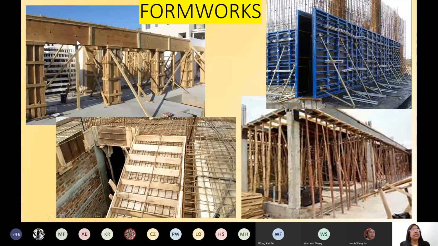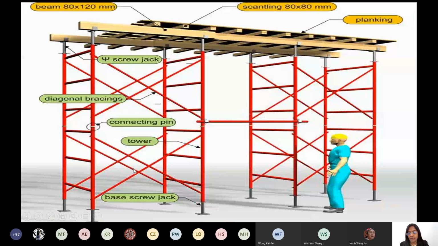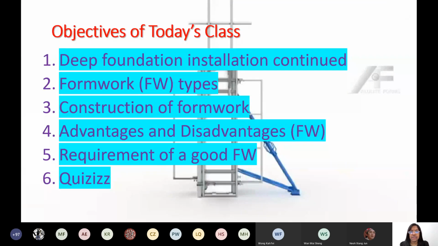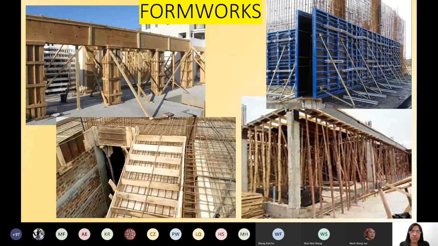For example, here is a beam. This is the supporting structure for the beam. This is for the column. These elements are useful for constructing your building elements like beams, columns, slabs, staircase, see here staircase, and so on. These elements help you to support the structure you're going to construct. These supporting structures are temporary.